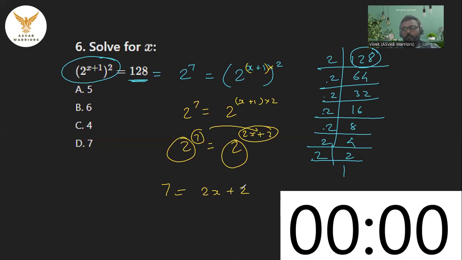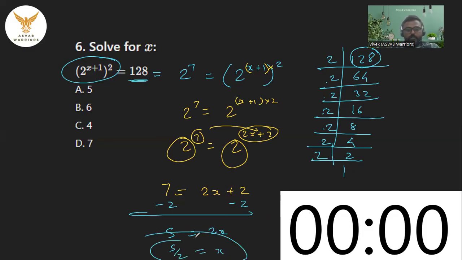Now the first thing that I'm going to do, subtract 2 from both the sides. What do I have? I have 7 minus 2, which is equal to 5, and this is equal to 2x. So x would be equal to nothing but 5 divided by 2, which is not there in the options, but it will be 2.5.